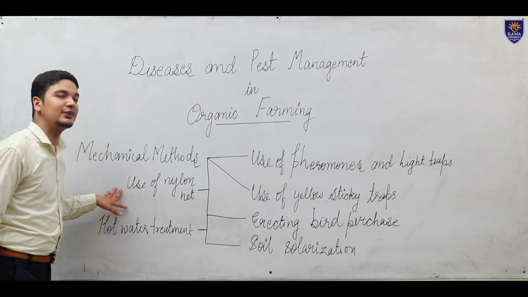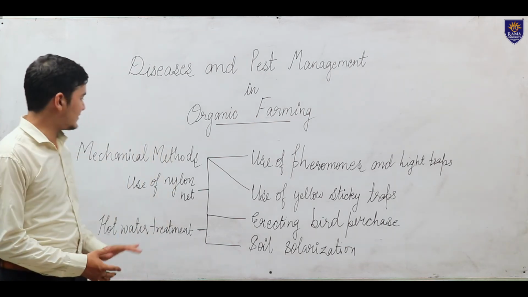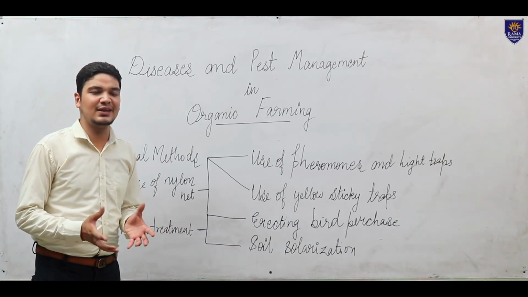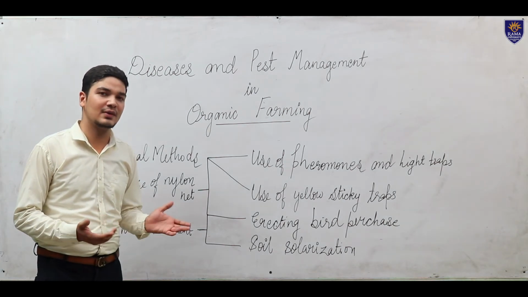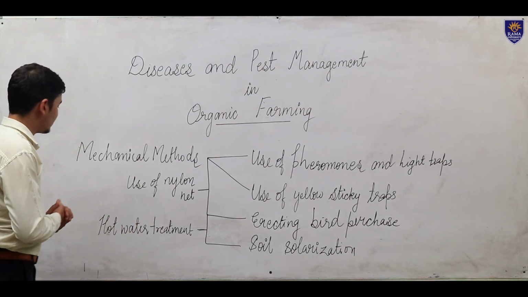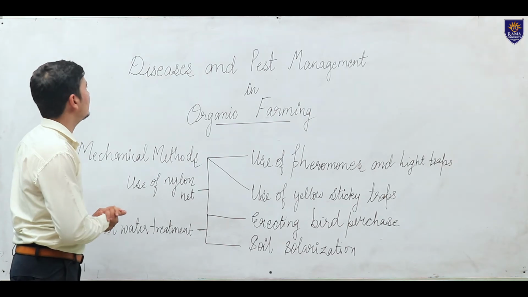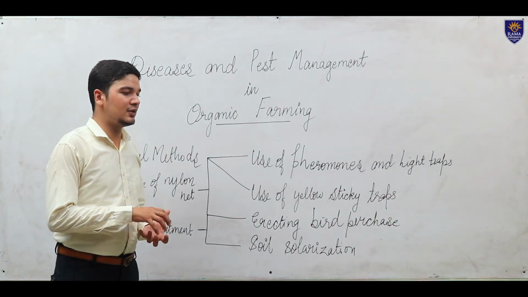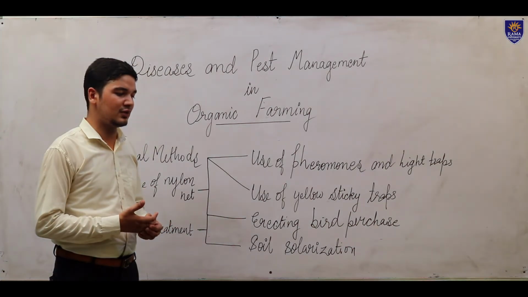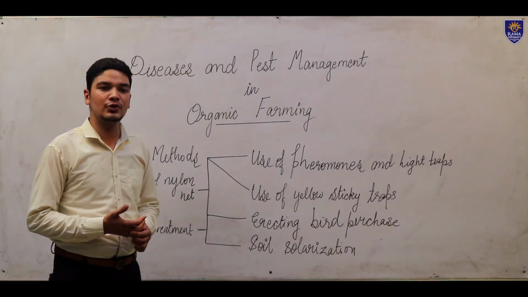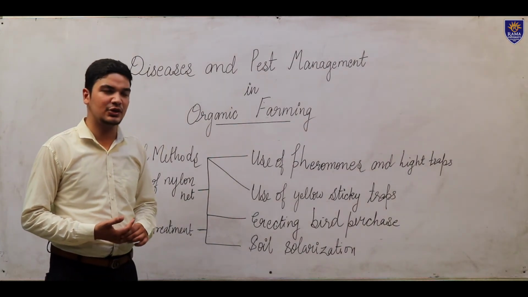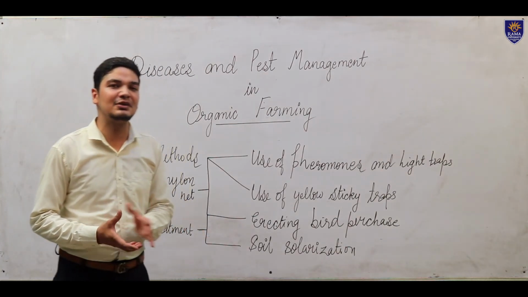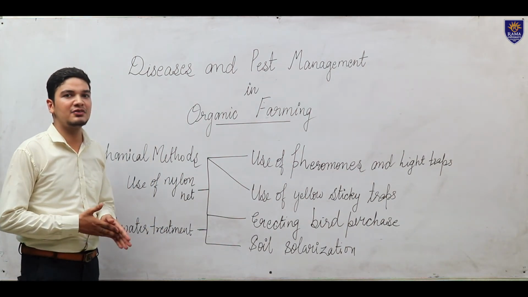Next, the use of nylon nets. Basically, this net is used to collect those insects which are easily collected if we use mechanical methods like a net. Then hot water treatment. Here we use hot water to prevent diseases whenever they are seed borne. So all those seed borne diseases can be effectively managed. Usually a 55-degree temperature is used for 25 minutes. All the seeding material which we are going to plant is treated with hot water.